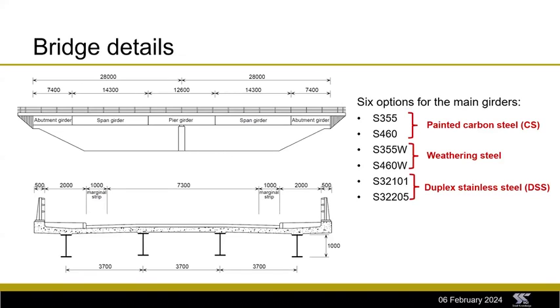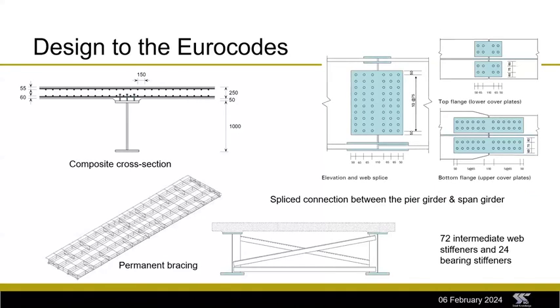So we looked at carbon steel painted, weathering steel, and duplex stainless steel. We did the design to the Eurocode. So I'm showing here some of the connections and the bracing and stiffeners.